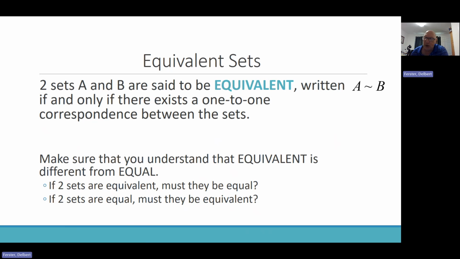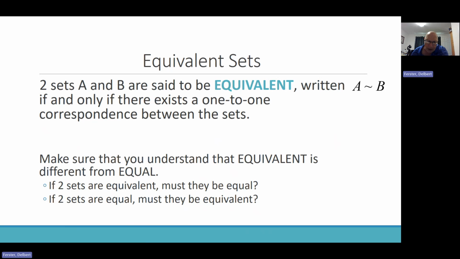Equivalent sets, with the little squiggle. Two sets are said to be equivalent if there is a one-to-one correspondence between the sets. I think an easier way to approach this is to ask: do the two sets have the exact same amount of elements in them? Do they have the same cardinality? If they do, they're equivalent.